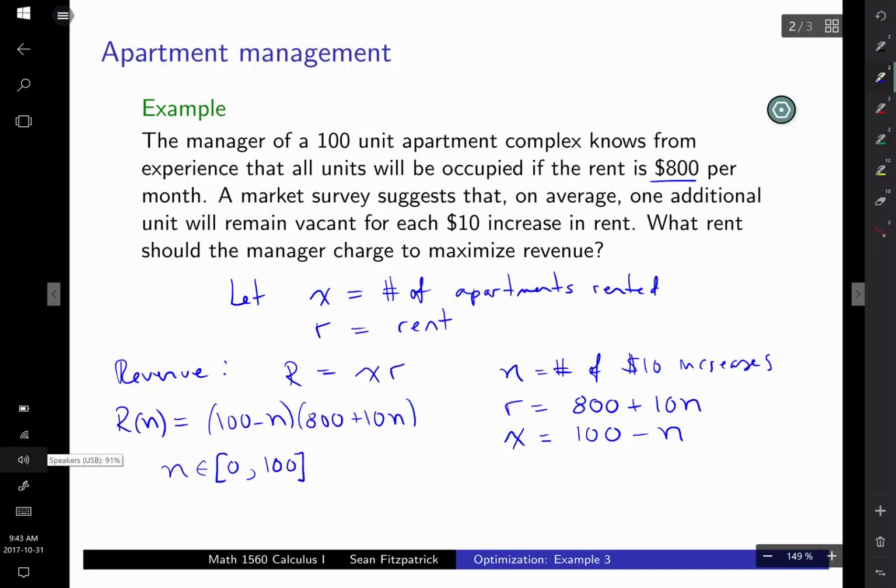Okay, so N has to be bigger than or equal to 0. And it can't be any bigger than 100, because if N hits 100, well, then there are no units rented, right? And we don't want that either. Okay, so N has to be somewhere between 0 and 100. Good. Now, where do we go from there? Well, we optimize. So we need the maximum of R of N on this interval from 0 to 100. So let's do the calculations on the next page.